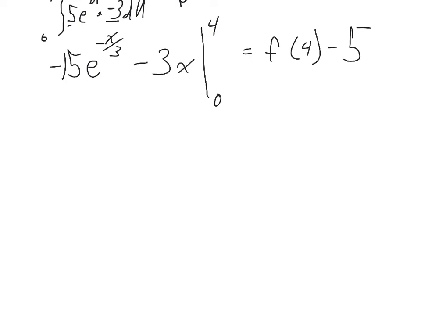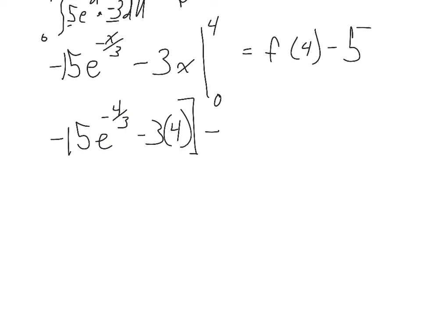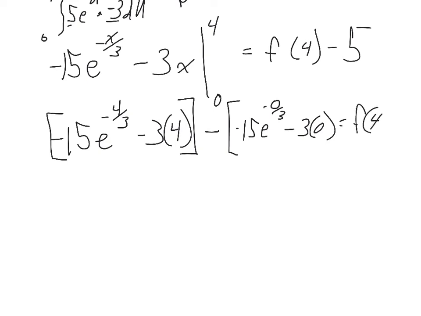All right, let's put these values in here, the 0 and the 4. So now we're going to have top minus bottom. I'm going to get negative 15 e to the negative 4 over 3 minus 3 times 4, minus, so that's the top, minus the bottom: negative 15 e to the negative 0 over 3 minus 3 times 0. And over on the other side, we'll squeeze it in here, minus 5. Okay, close that off.